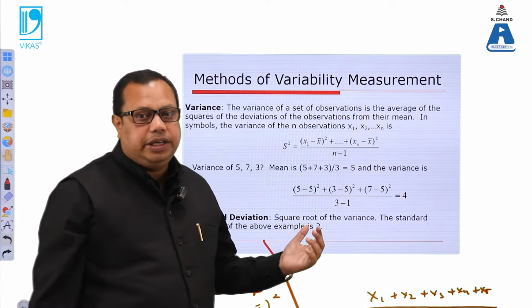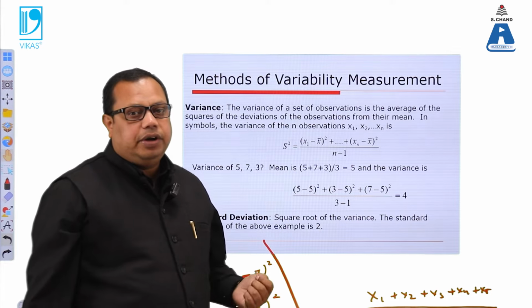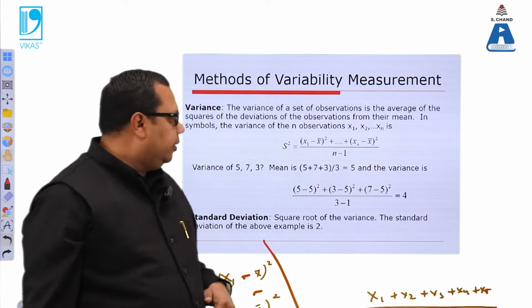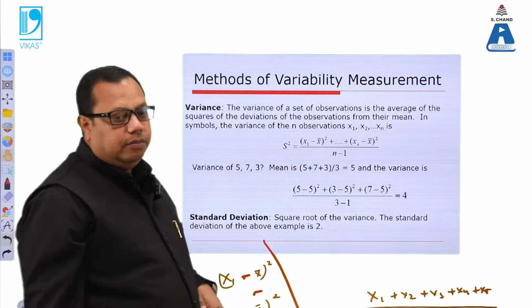We have learned how to calculate the mean and how to calculate the variance. Now we'll take a small break and then we'll calculate the standard deviation and the mode.